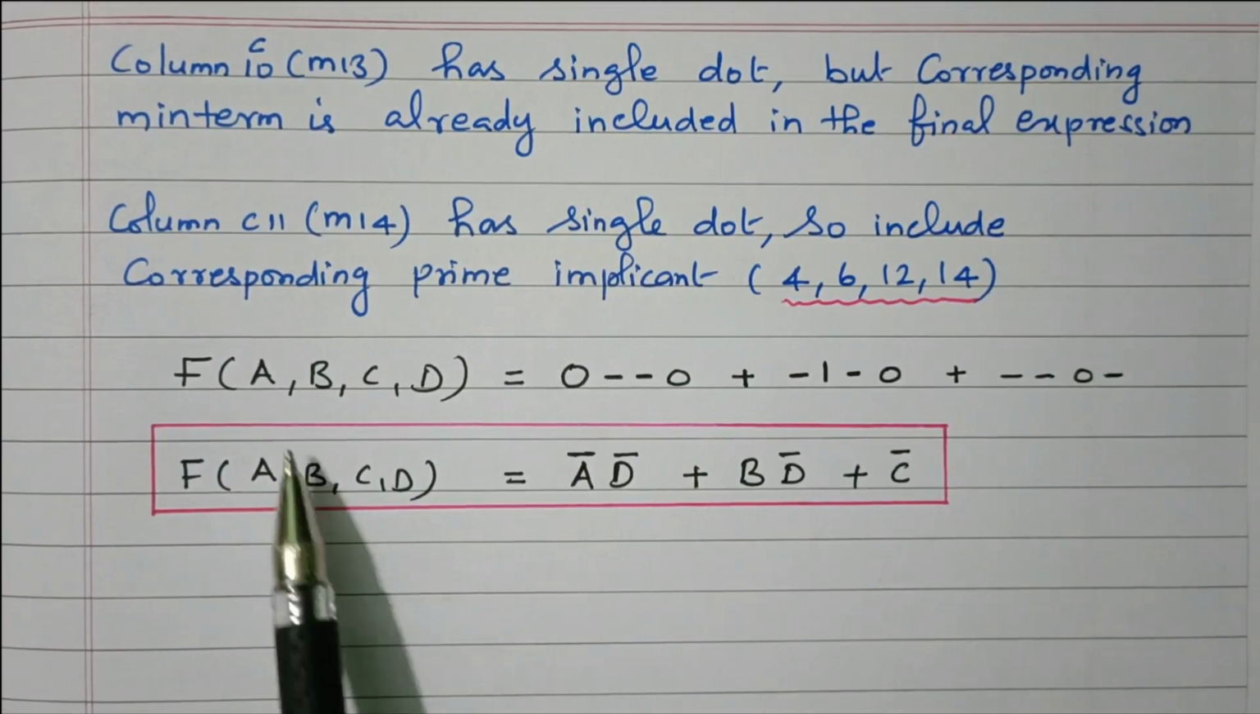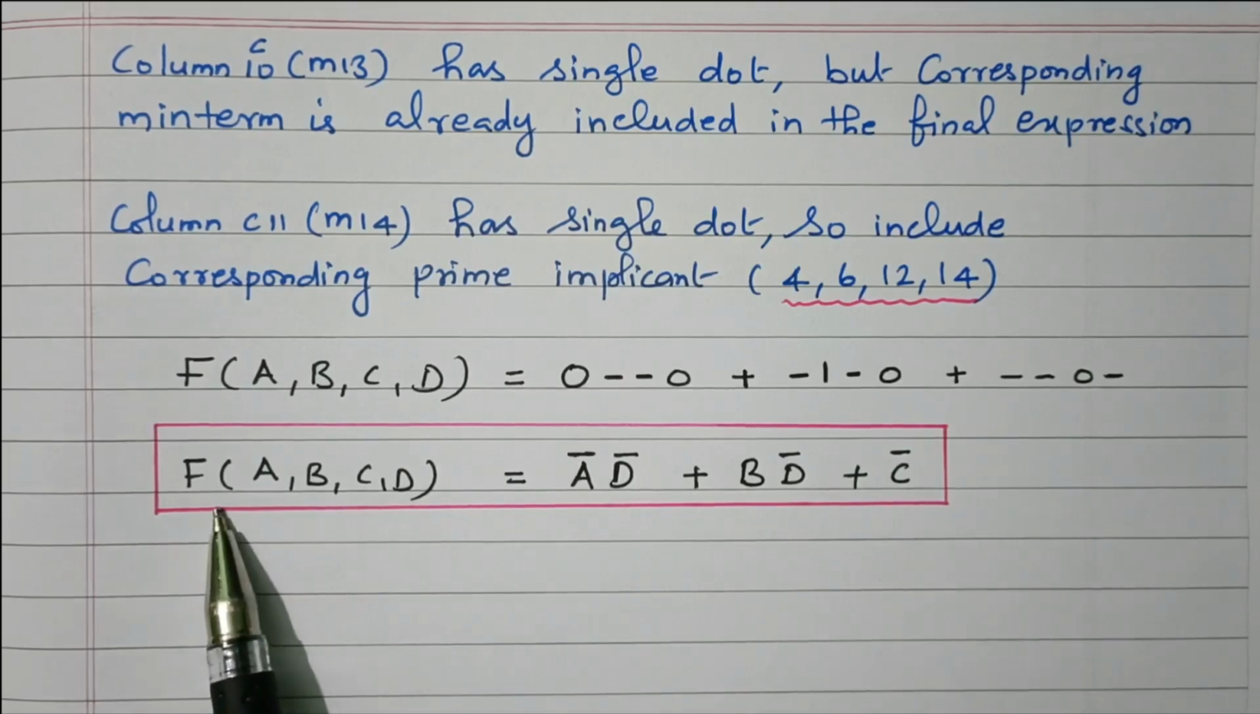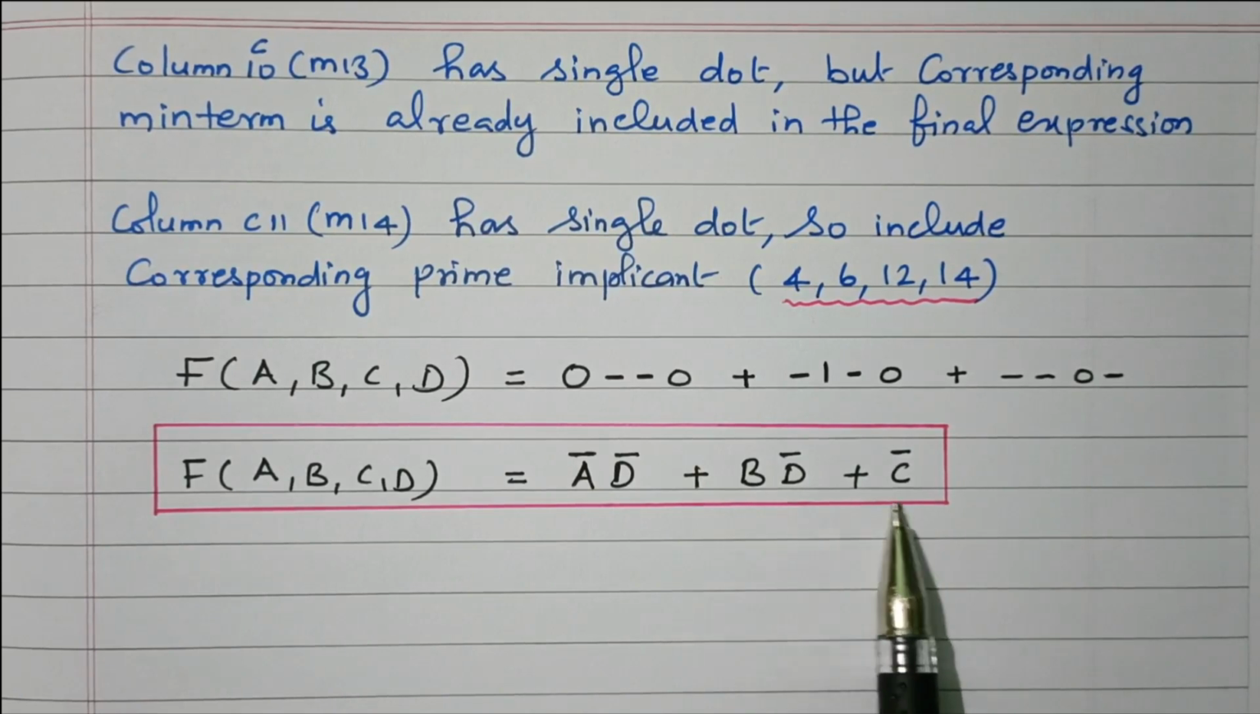So this is the final expression. All three terms are covered. So the simplified Boolean function is A bar D bar plus B D bar plus C bar.